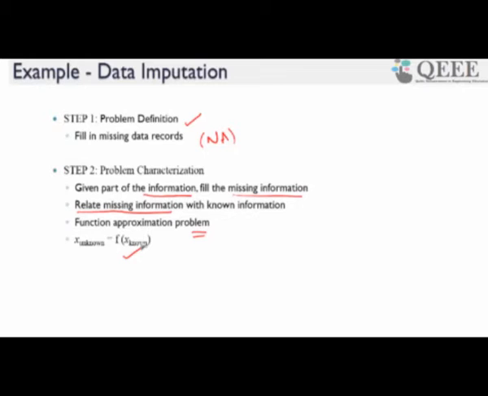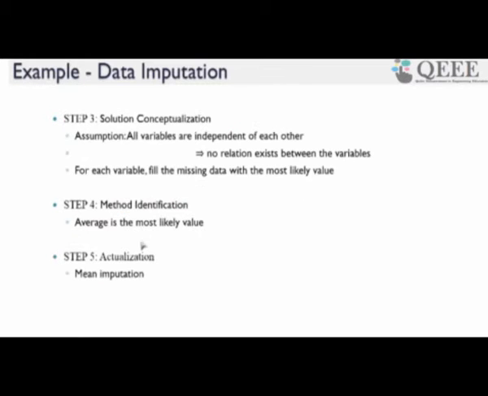So we have seen step 1 and step 2. What is step 3? Solution conceptualization. The simplest assumption one can make is that the 5 readings, F1 to F5, are independent of each other. That means we can say that there is no relation existing between these variables. For each variable, we can fill the missing data with the most likely value. So if you assume that there is no relationship between these variables, what is the most likely value?